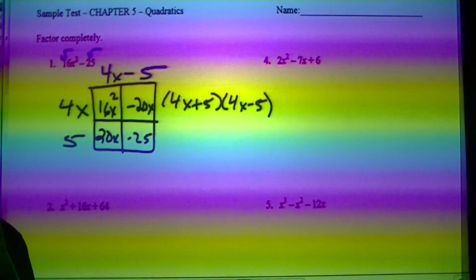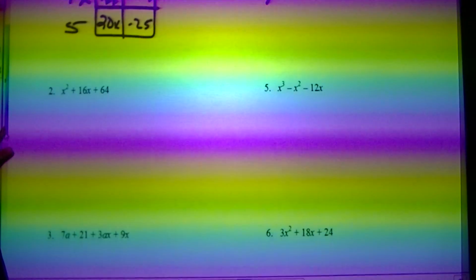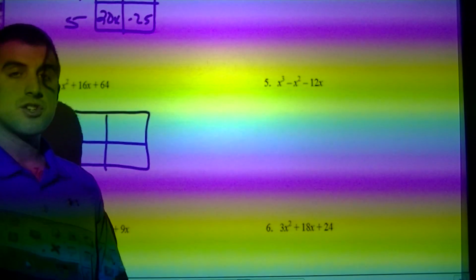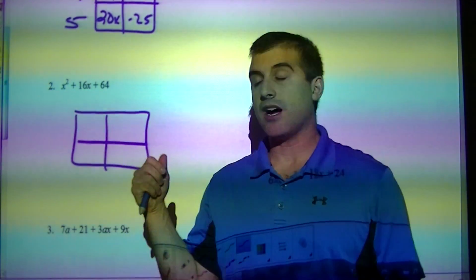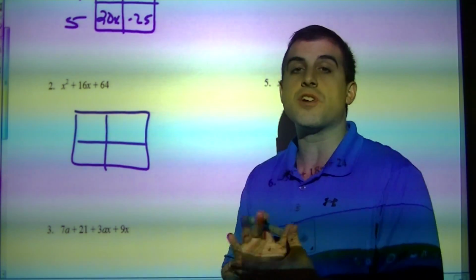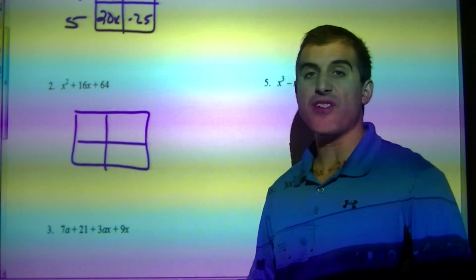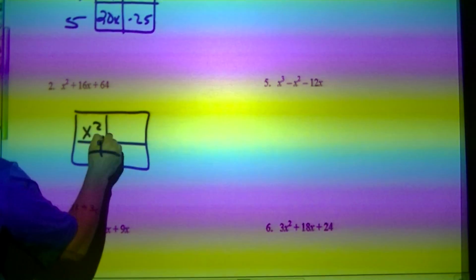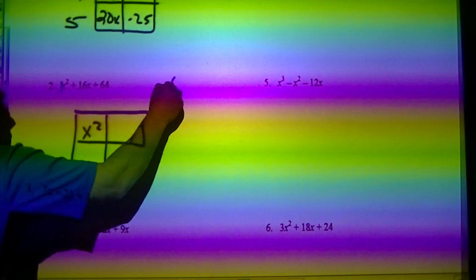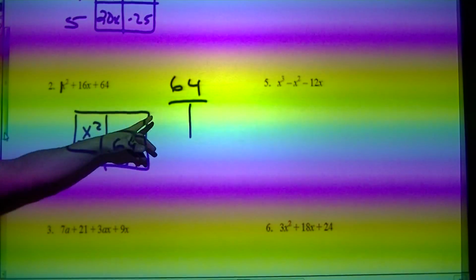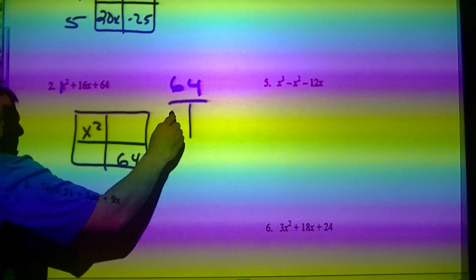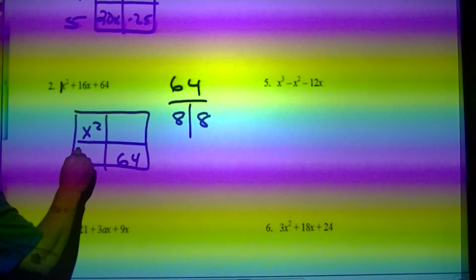Let me scroll down here to number 2. What you should always check when you do this is look for GCFs. Do I have any variables in common? No, every term does not have a variable. Any numbers I can take out? No. So now I'm going to start with x squared, 64. If there's a 1 here, 1 times 64 is 64. What I'm looking for is factors of 64 that would add together to get me 16. 8 and 8 would add together, that makes it work.